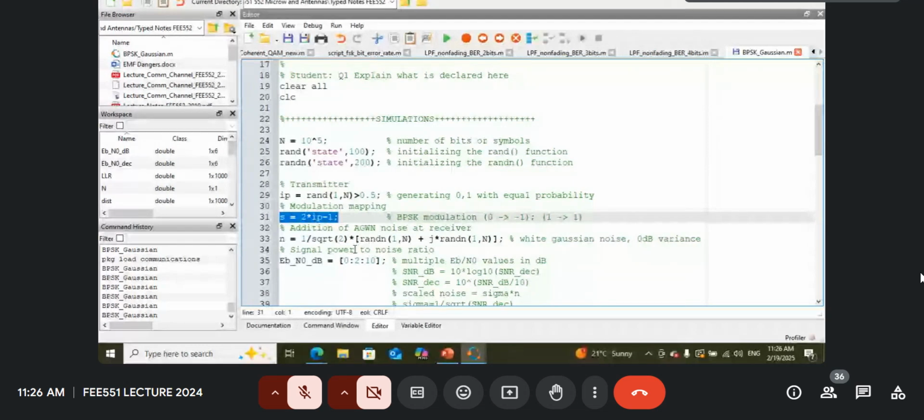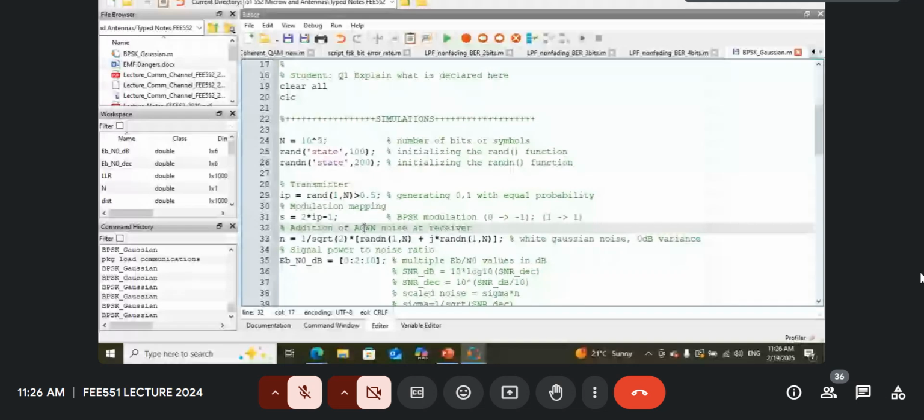Then addition of AWGN, noise at the receiver. Now, we know that the noise that we want to use has a PDF whose mean is 0 and variance is 1. That's the PDF that we want to get. So how do you generate it? MATLAB has a function called randn. If you use randn, it will give you random values that, if you plot their PDF, give you a Gaussian PDF.